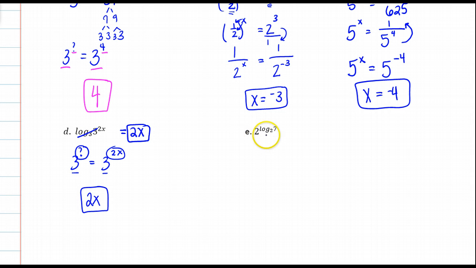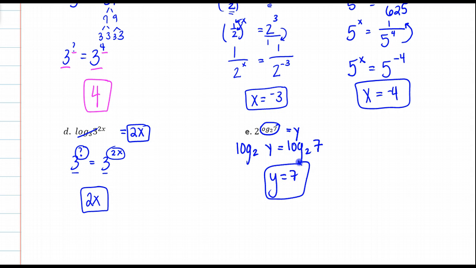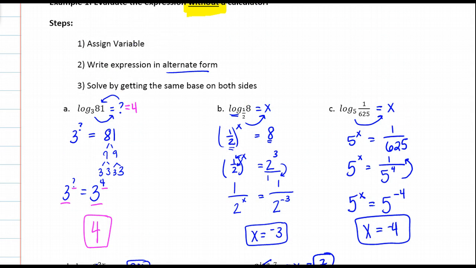Same thing with part E. Now this is an exponential equation, right? Base and an exponent. So if I write it in log form, let's say this equals y. Log base 2 of y equals log base 2 of 7, because that was the exponent, which means y equals 7. Or I remember that if I have a base 2 and a log base 2, they cancel, and I get 7 right away. So if you remember the shortcut, you can go faster. If not, you'll follow the steps up here.